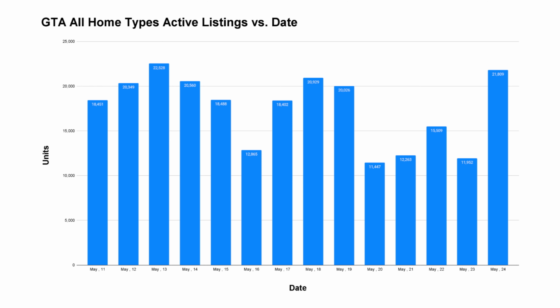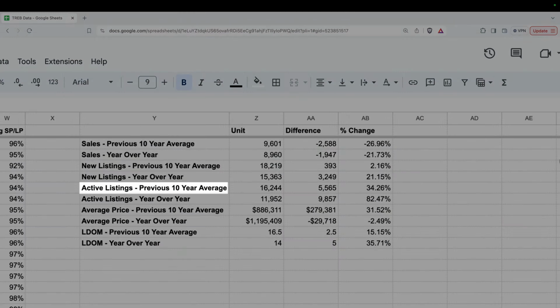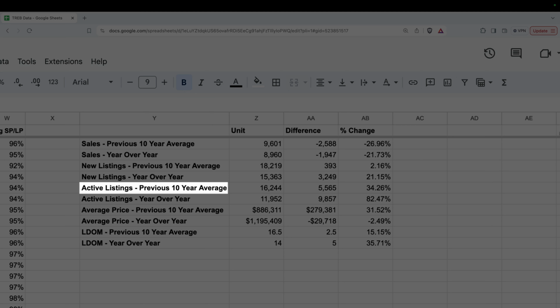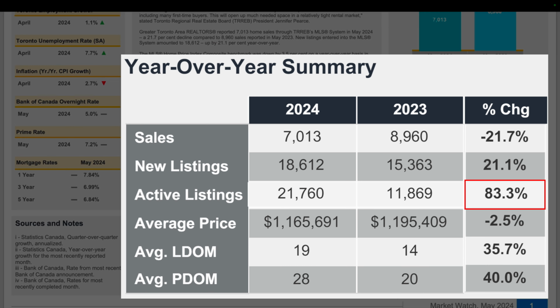Although the supply is high, we must consider that the population has grown since then. Given the significant drop in demand and the fact that the flow of new listings is similar to previous years, the probability of active listings continuing to increase is very high. When compared to the 10-year average, active listings are up by 34.26%, which is substantial but not as extreme as the 83.3% increase shown in the market report.